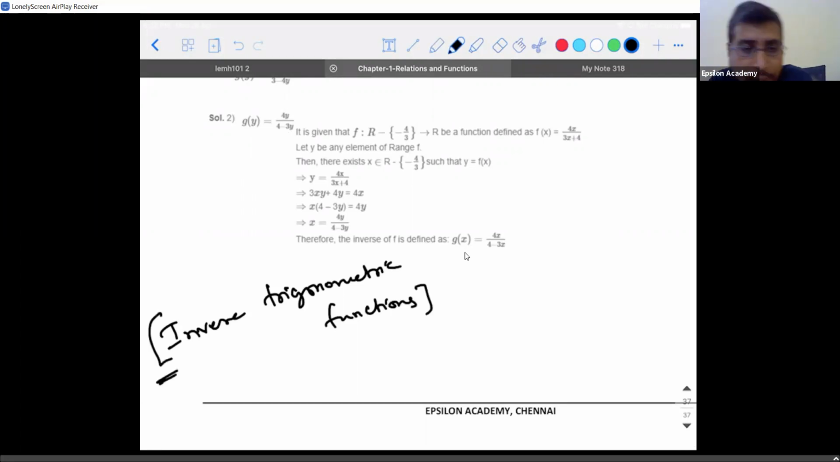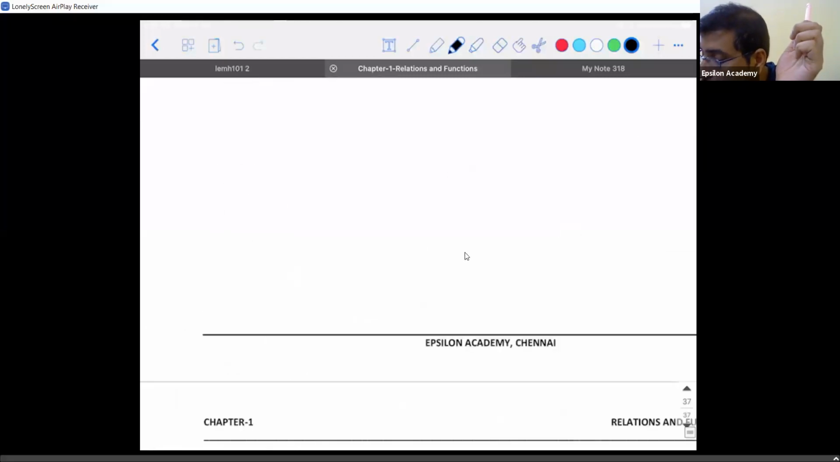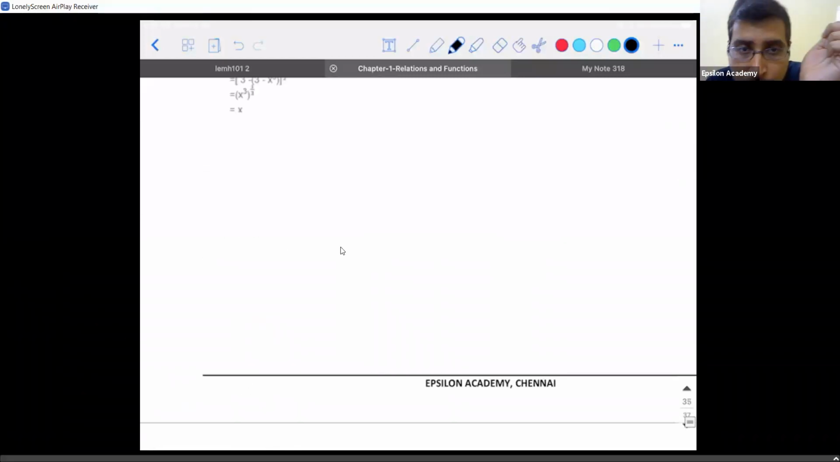I hope you guys are theoretically clear with what an inverse function is. I hope there is no doubt in that. If you're clear with the concept of one-to-one and onto, then you will understand when an inverse for a trigonometric function will exist. So this topic we will start tomorrow. If there is any other doubt, please let me know. So that's it from my side for today.